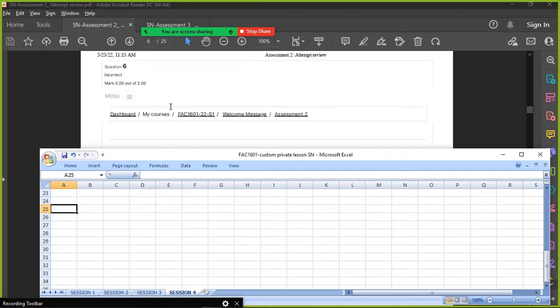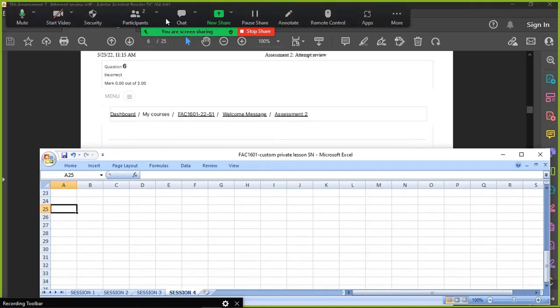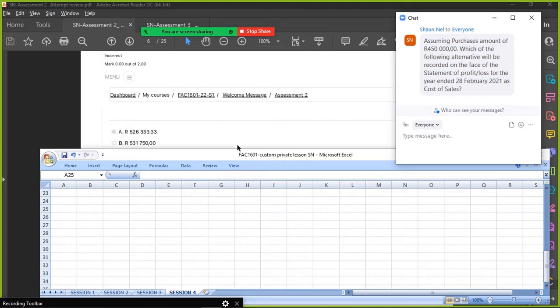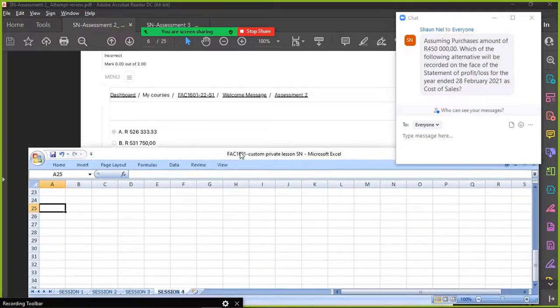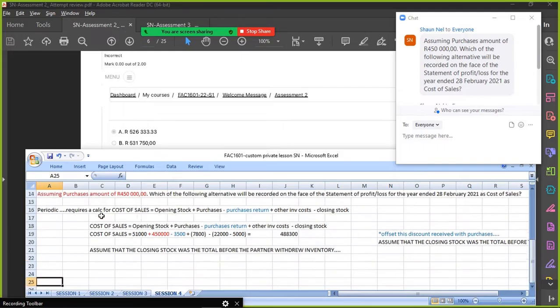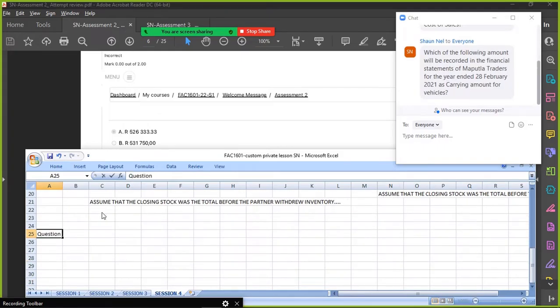Let me get that for you. Let me check it. Question 6 was, which of the following is the carrying amount for vehicles? Let me quickly copy this question. Do you want me to cover this one? Yeah, I think it is somewhat related to my mistake in 5 that I saw. But let's see now.